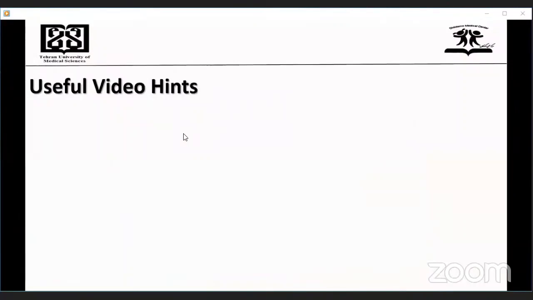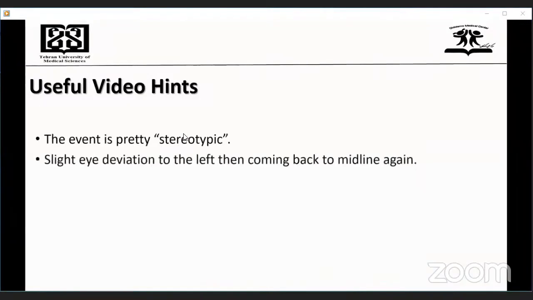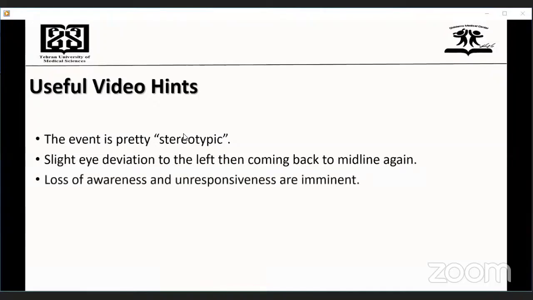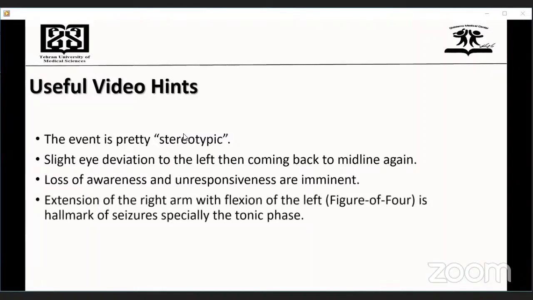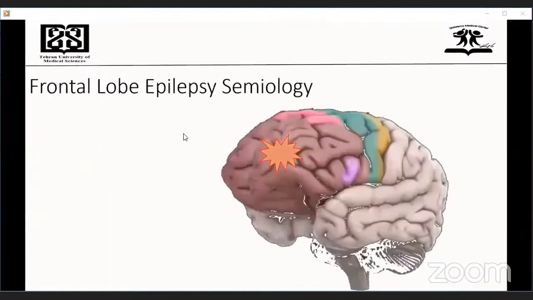Okay, what are the useful video hints in this short clip? The event is pretty stereotypic. Slight eye deviation to the left and coming back to midline again, and loss of awareness and non-responsiveness are evident in this video clip. There is an extension of the right arm with flexion of the left, the typical figure of 4, which is a hallmark of seizures, especially the tonic phase.